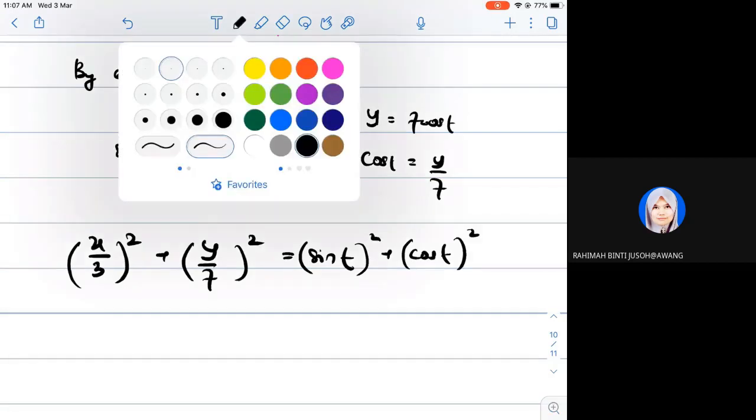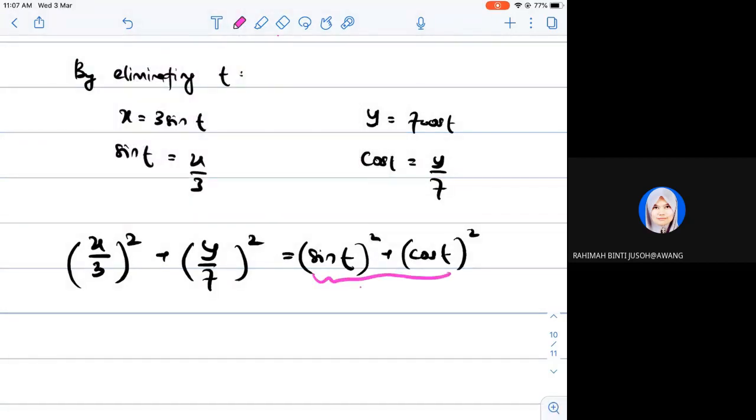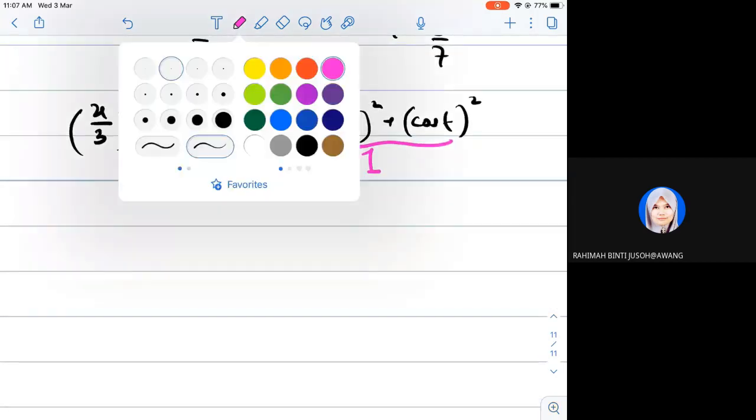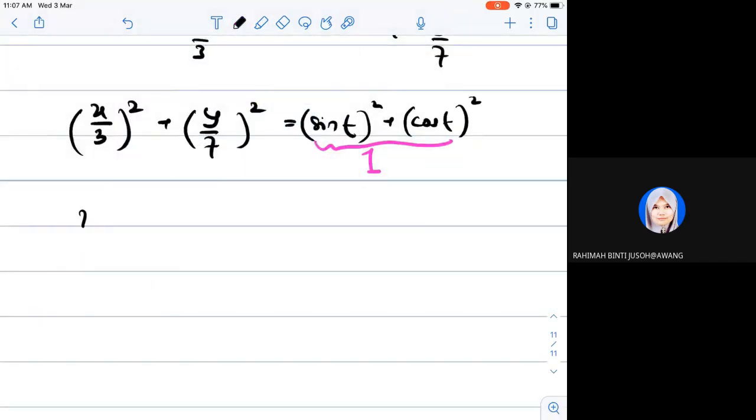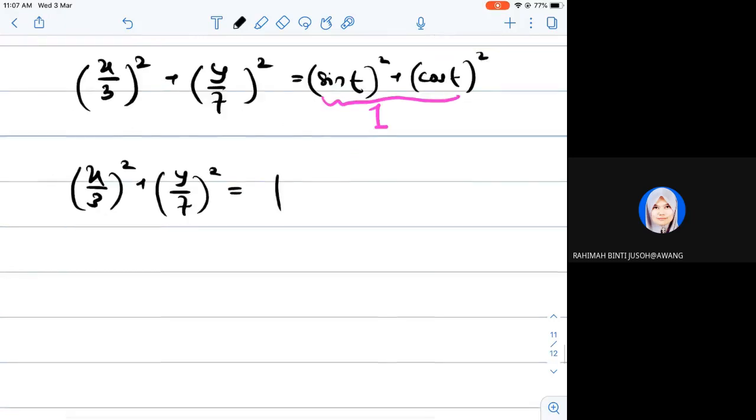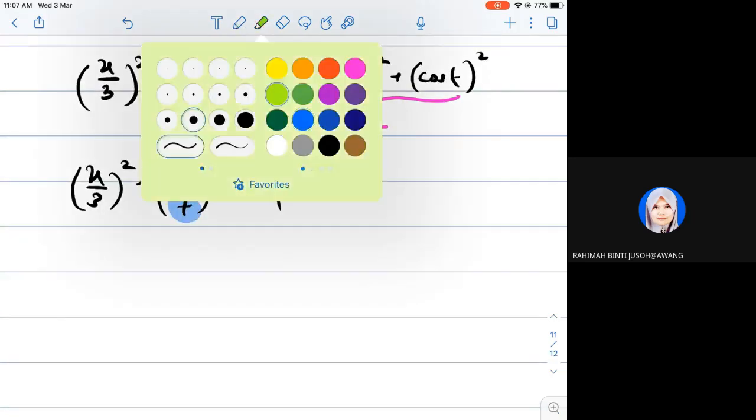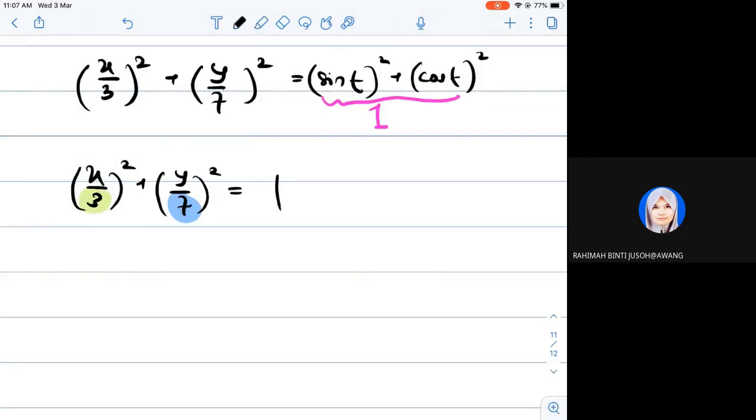So as we know, this is equivalent to 1 because of the trigonometric identity. So what happened here, guys? We will have (x over 3) squared plus (y over 7) squared equals 1. Okay, so now we know that this is an ellipse because of the different values here.